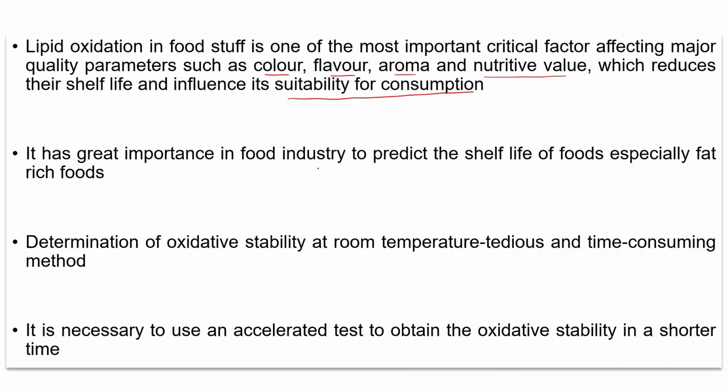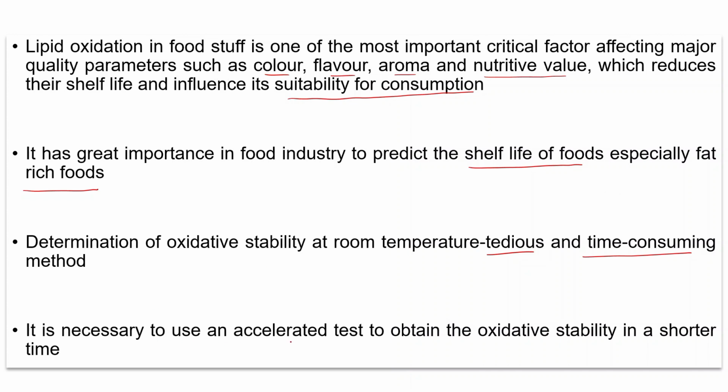It has a greater importance in the food industry to predict the shelf life of foods, especially fat-rich foods. Now, determination of oxidative stability at room temperature is a tedious and time-consuming process. As you know, if you want to determine the oil stability index or the shelf life of any fat-containing product, you will have to keep it for a long period of time, because they have long shelf life, and so this is a tedious process. So that's why accelerated tests like Rancimat have come into the picture.